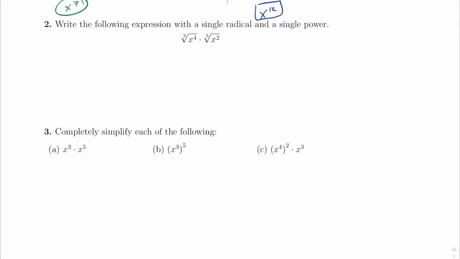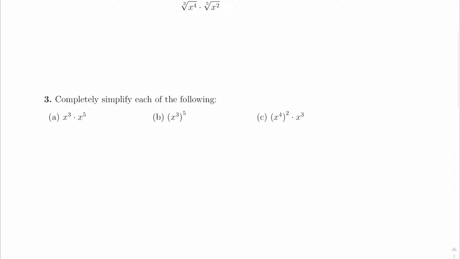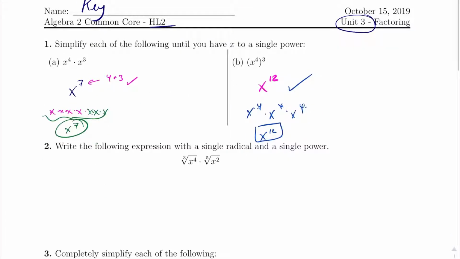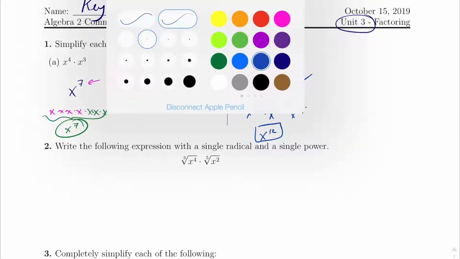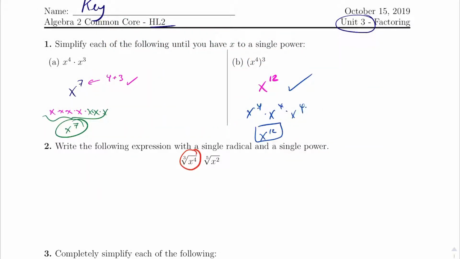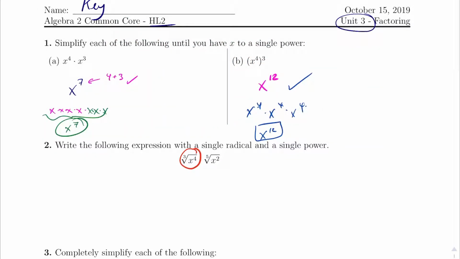Now the next one, write the following expression with a single radical and a single power, seems totally different from these two. But you have that moment of mathematical insight, and you realize x to the 4th with the 3rd root is really x to the 4 over 3 power. Because when you have a fractional exponent, the number on the bottom tells you the root, and the number on top tells you the power.